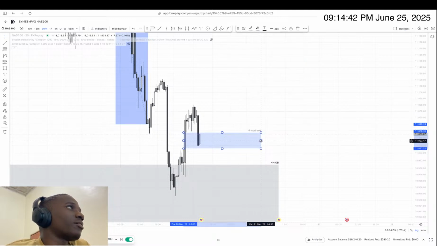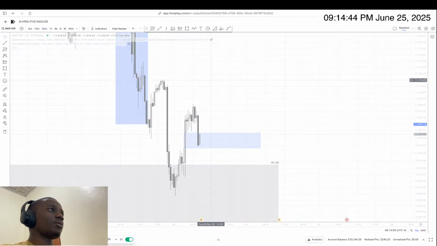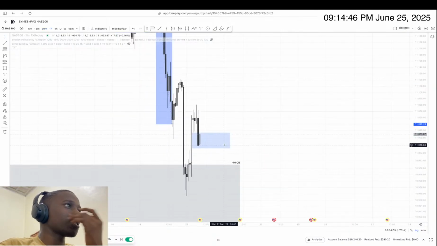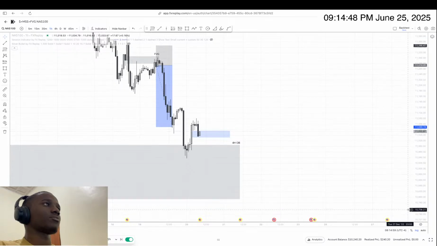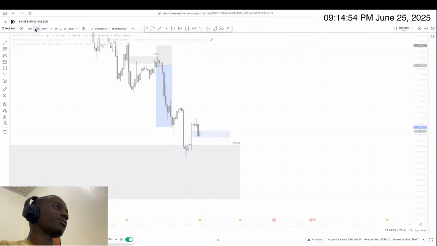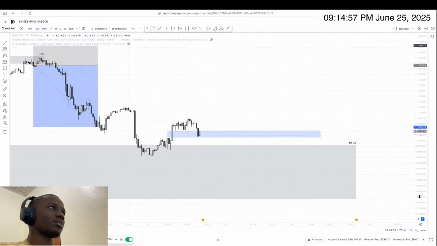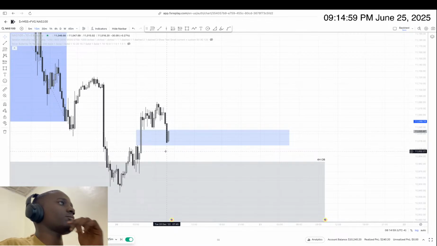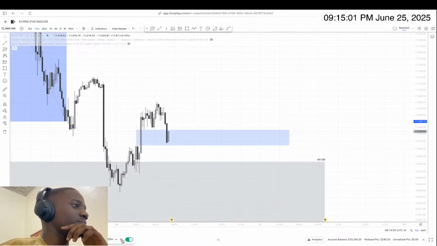So this is the gap on the 30-minute and the 1 hour. This is how it's looking, and I would like to see a continuation, a push to the upside. So far we haven't seen a sweep, so maybe we'd like to wait for that and see if it pans out. So let's just sit and wait.